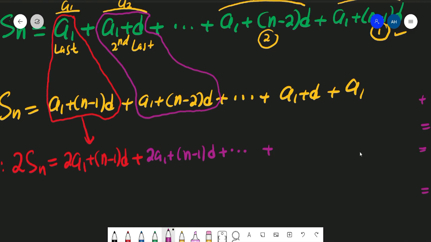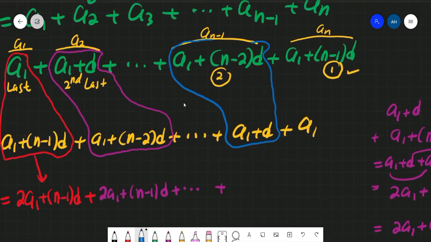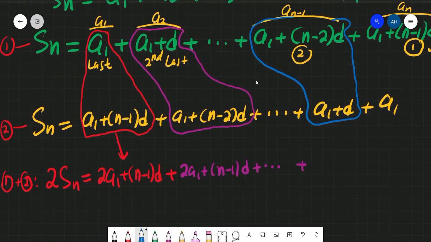Now next what we want to add is the second last term. I want to add it with the second last term down here. I want to add these two numbers together. This is the same thing as we did over here, just that the position of the numbers is different.